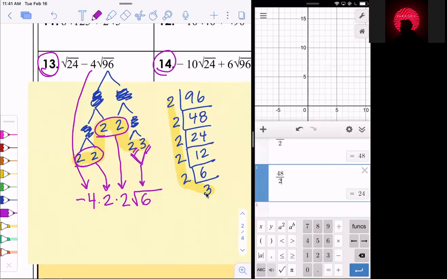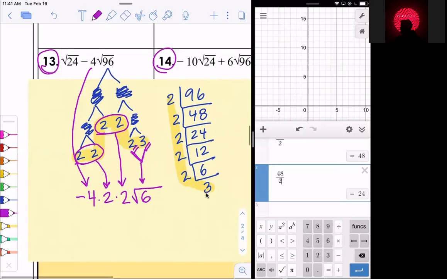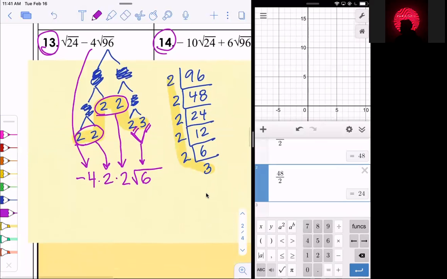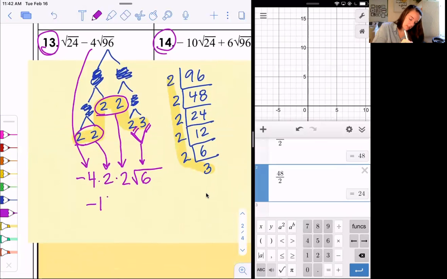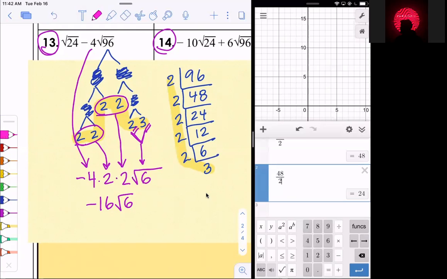Okay. And then it'll be -16 on the outside. Say that again. It'll be -16 on the outside. Negative 16 square root 6. And then we bring down the 24.